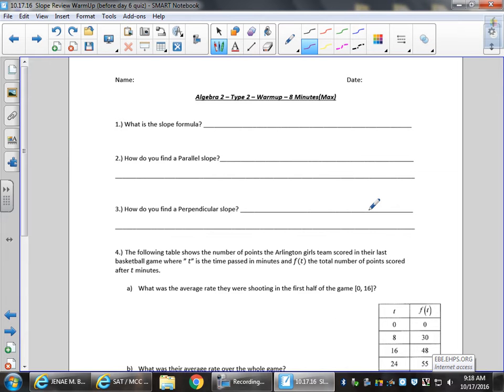So let's talk about our summary notes. Right after we finish going through this warm-up together, you'll have about 10-ish, 15 minutes to wrap up the type 3 that's due today, and then the last 20 minutes of class will be our quiz.